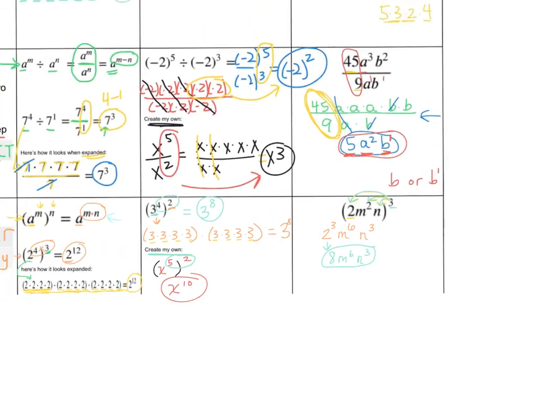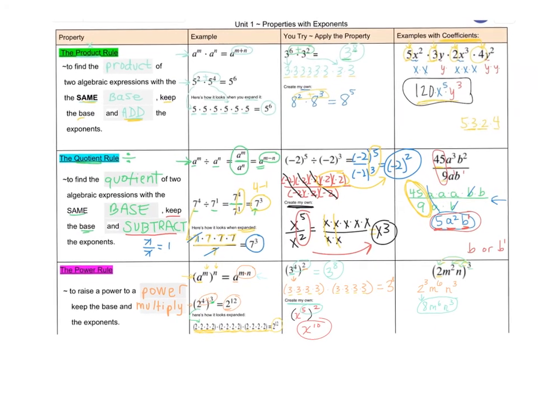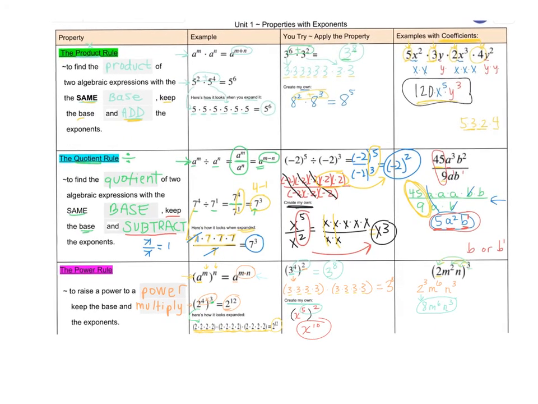All right, the front of your sheet should all be filled in at this point. And from here, we've learned 3 out of the 5 property rules. We're going to practice this one next.